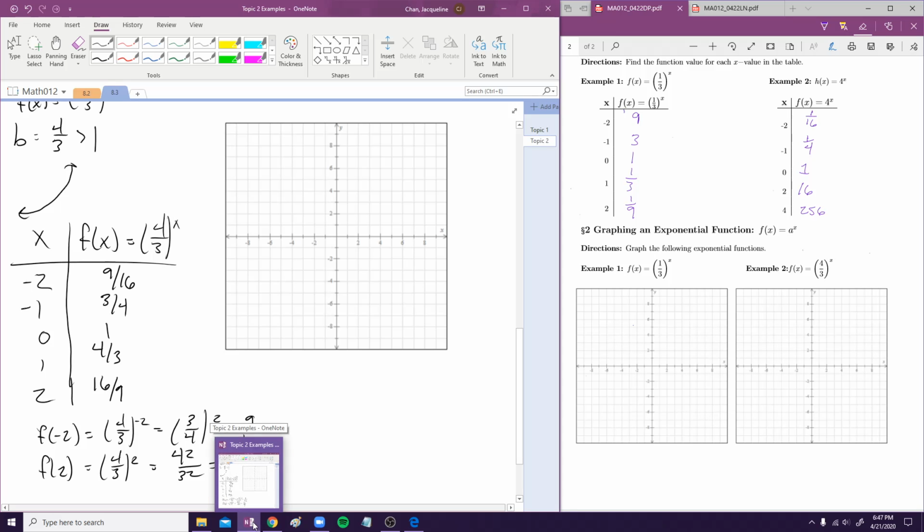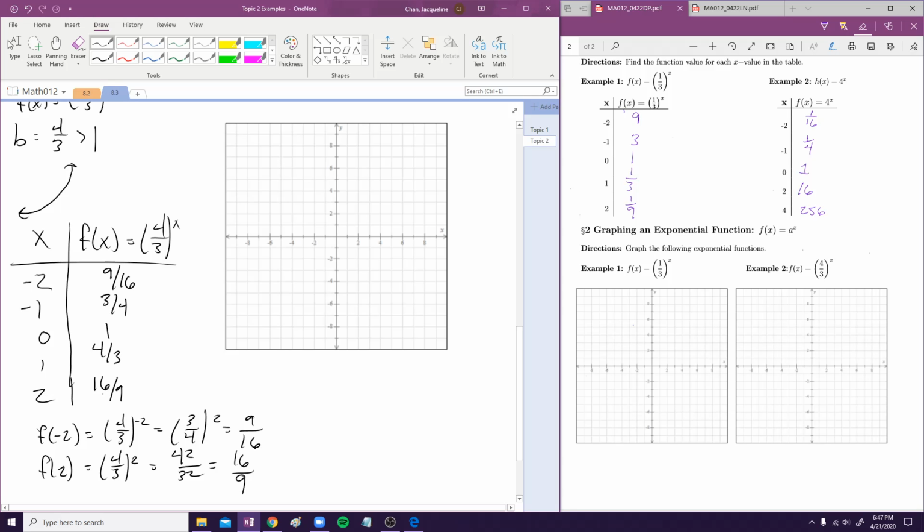Okay, so before I graph, I know that negative exponents can be a little tricky for some people. So the best way, you've got to practice, okay? You just got to practice, got to understand the property.